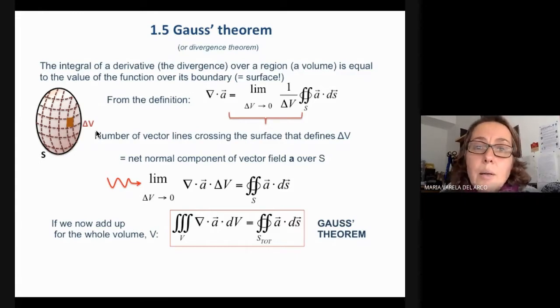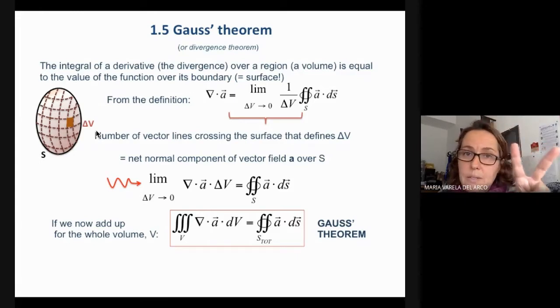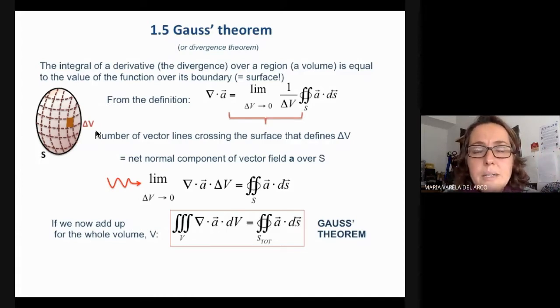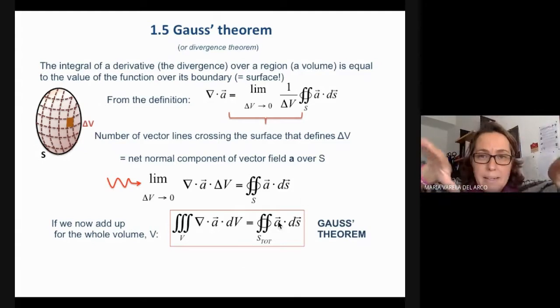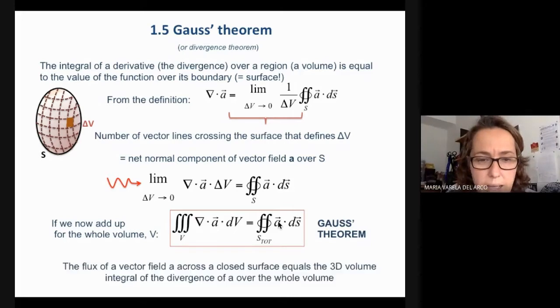And as a matter of fact, problem number two of our list that you're going to do as homework basically gives you a field and says, please demonstrate that the Gauss theorem holds for this field, right? So what you have to do is calculate this term and then this term independently and make sure you get the same result, and then you have demonstrated that it works. So this is, again, the Gauss theorem.